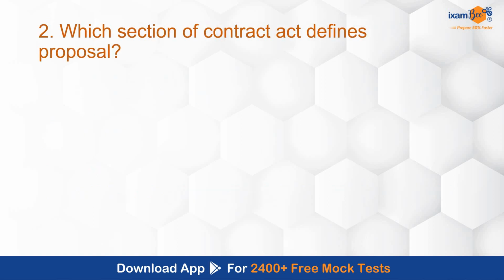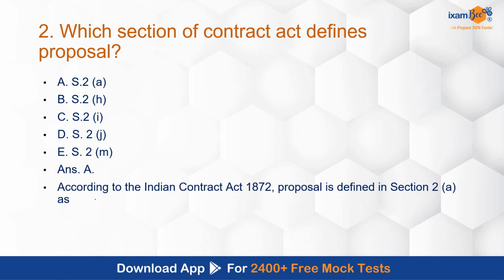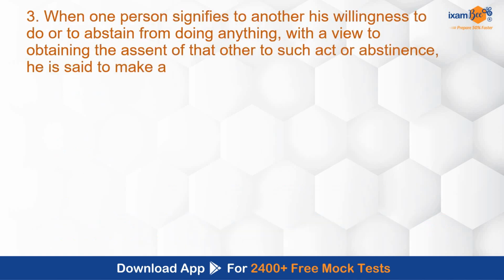Question number 2. Which section of Contract Act defines proposal? Section 2A, Section 2H, 2I, 2J, 2M. The correct answer here is A, Section 2A. This defines proposal as when one person signifies to another his willingness to do or to abstain from doing anything with a view to obtaining the assent of that other to such act or abstinence, he is said to make a proposal.